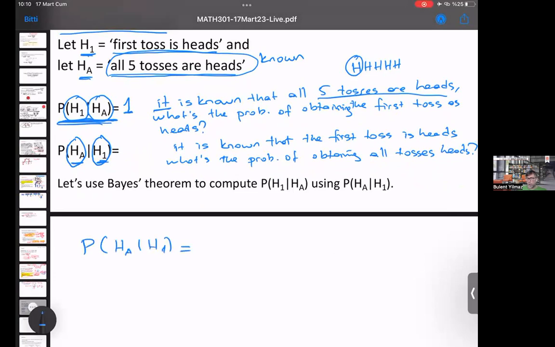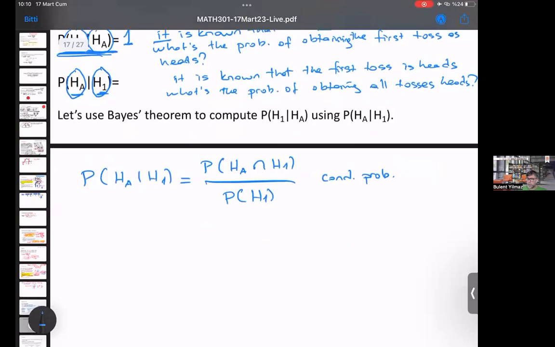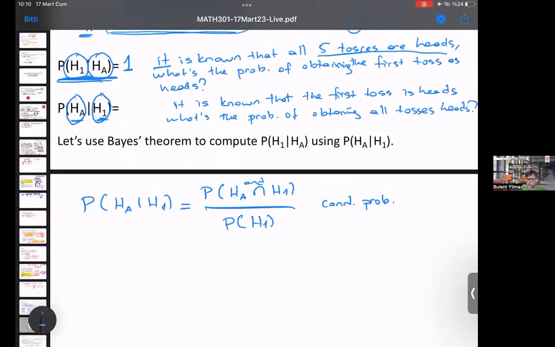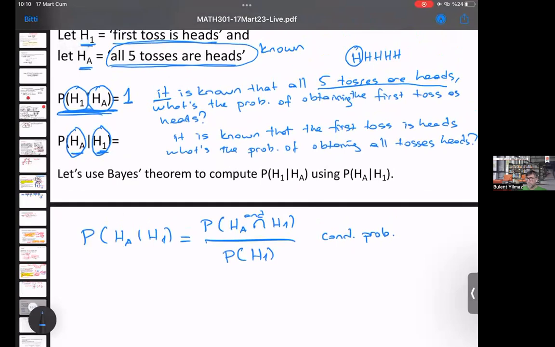So what is this conditional probability? It is the probability of HA and H1 divided by the probability of H1. This is conditional probability, right? What is the probability of obtaining HA and H1? This is AND: the first toss being heads and all tosses being heads. What is the common thing here?